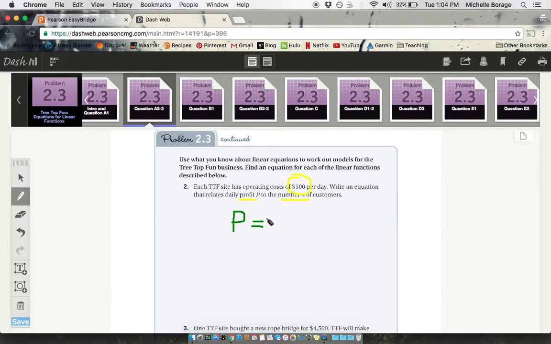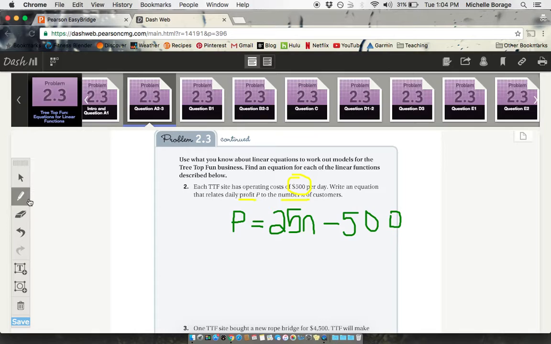So profit equals, well, we're still getting $25 per customer, right? So we're still getting that 25n. But now we have to take into account that we have to spend $500 a day to run this park. So from the $25 we get from each person a day, we have to subtract $500. Ooh, this is tough to write. So this should say P equals 25n minus 500. This is the solution that you want to get on this problem.